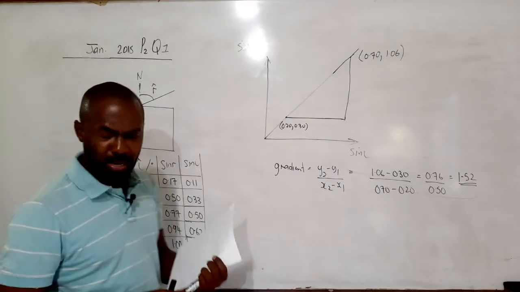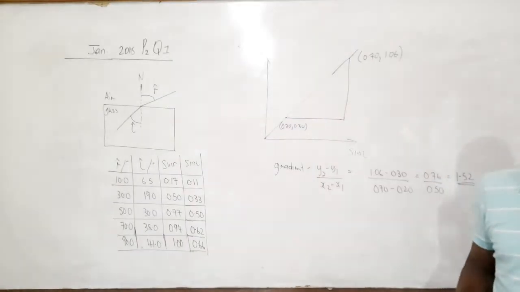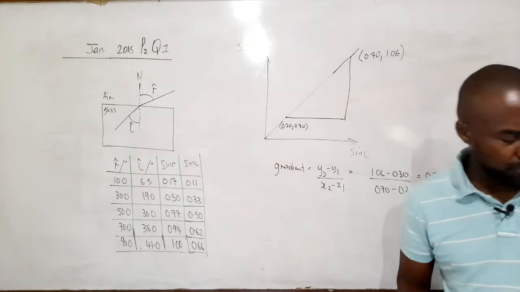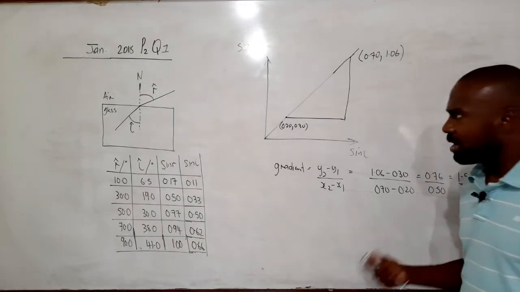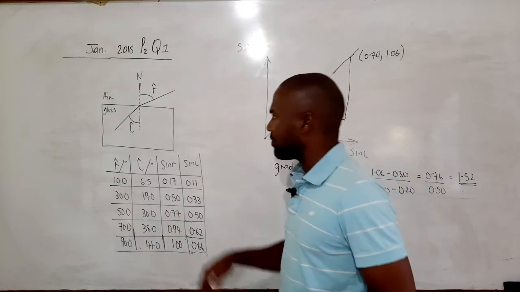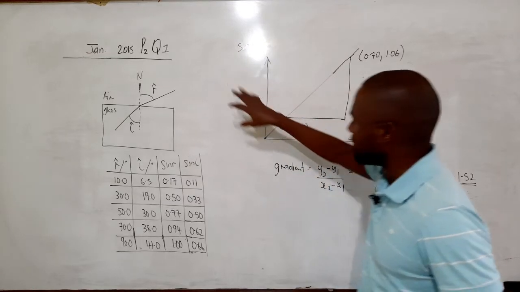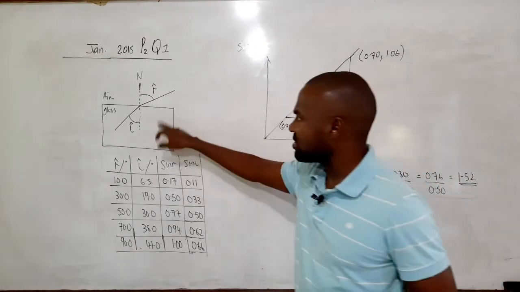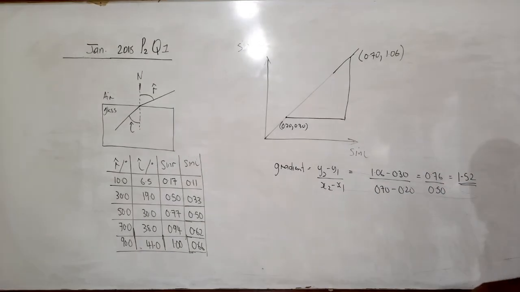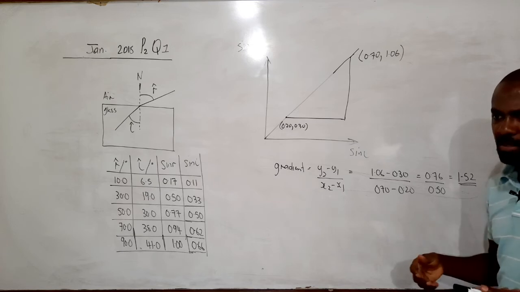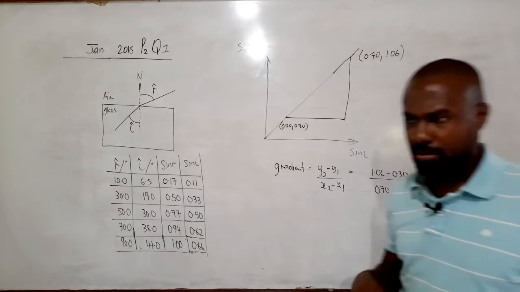Right? Now the next part of the question asks, state the name of the physical property represented by the gradient in part A3. Now we plotted a graph of sine R versus sine I, but you have to remember that light is traveling from glass into air. And so if you plot a graph of sine R against sine I, for light traveling from glass into air, the gradient of the graph will give the refractive index of the glass. So the name of the physical property represented by the gradient is the refractive index, right?